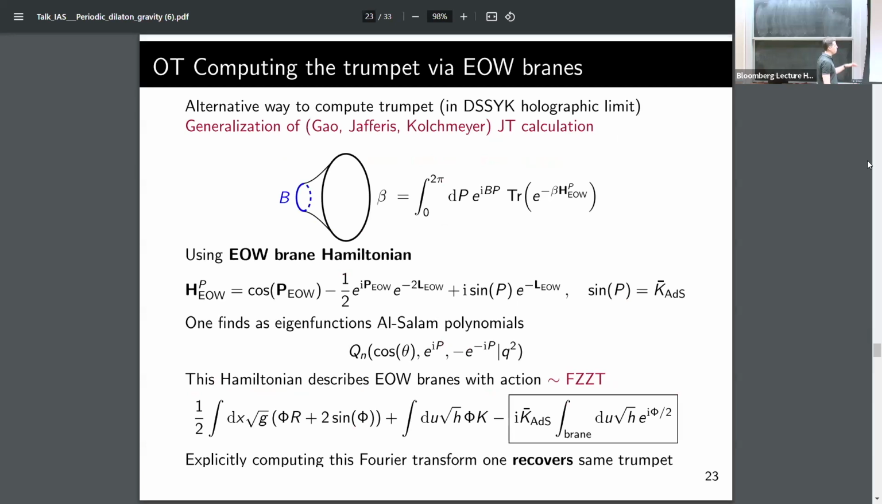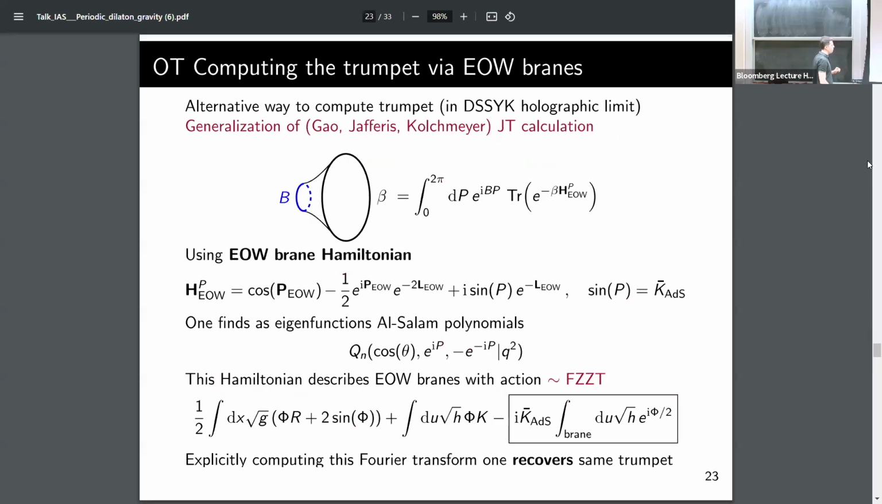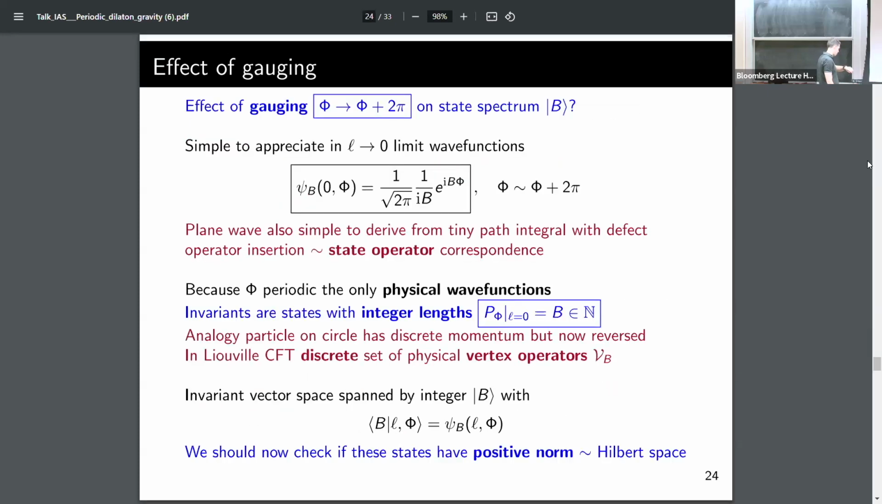Okay, so I'm gonna skip this, but there's another way to compute this trumpet using end of the world branes and quantizing that. Which is quite a fun story, but yeah, time is limited. Okay, so now I want to discuss the effect of the gauging of the dilaton on the state spectrum.